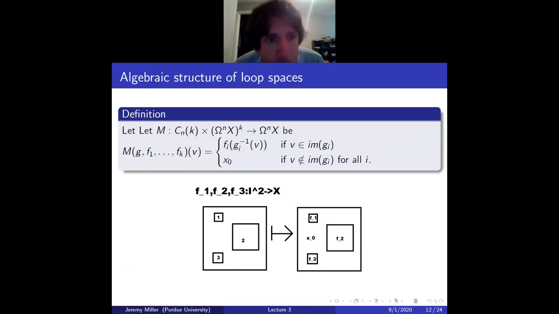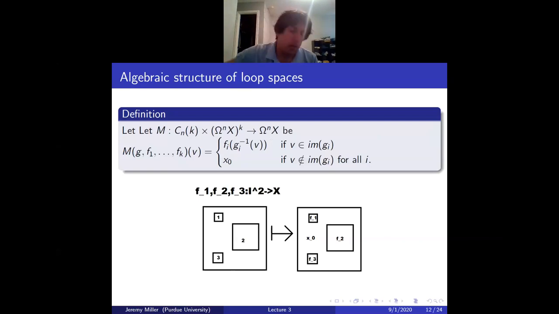So what do I mean by that? I mean that there's a map that I'm calling M for multiplication that takes an element of this space of cubes and k different elements of loops nx and outputs an element of loops nx.